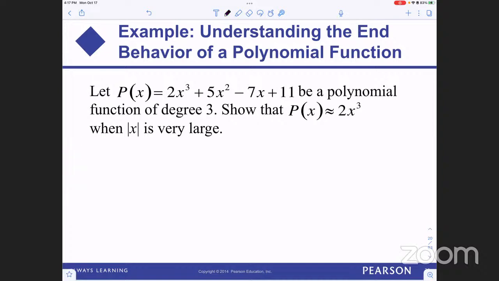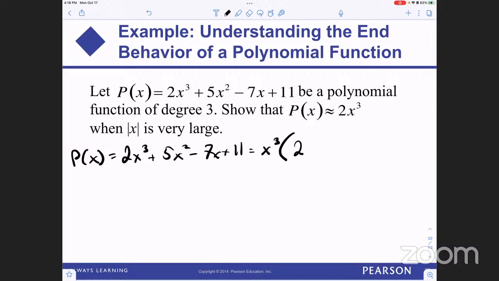So if we start with our given polynomial, which is 2x cubed plus 5x squared minus 7x plus 11, okay? And let's factor out x cubed from all the terms. So if we factor out x cubed, we're going to be left with 2 plus 5 over x minus 7 over x squared plus 11 over x cubed.